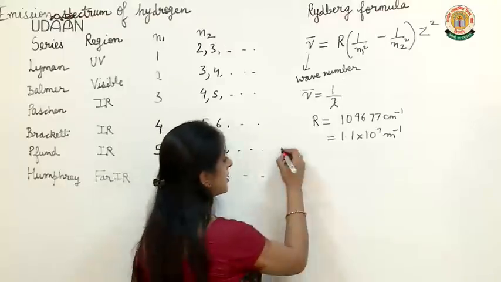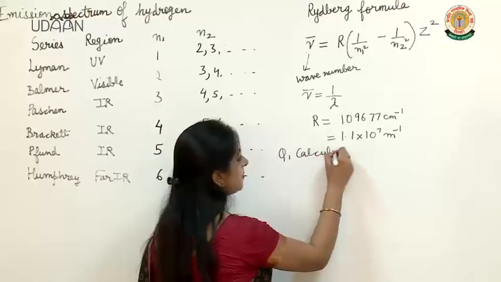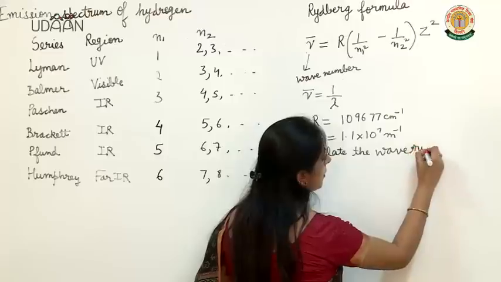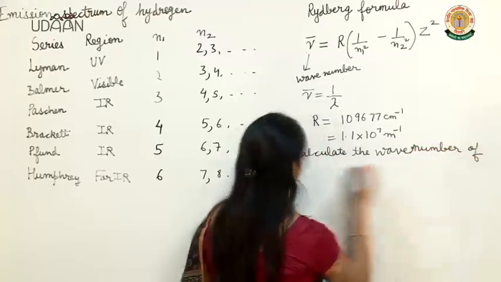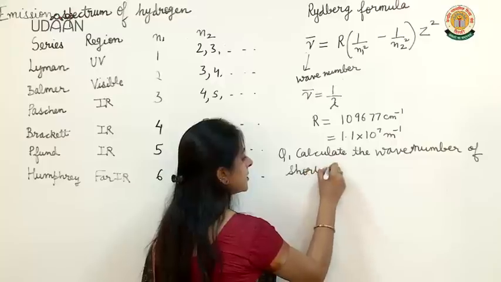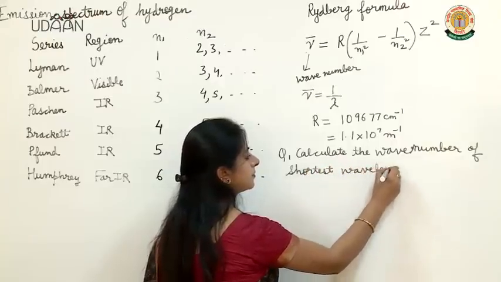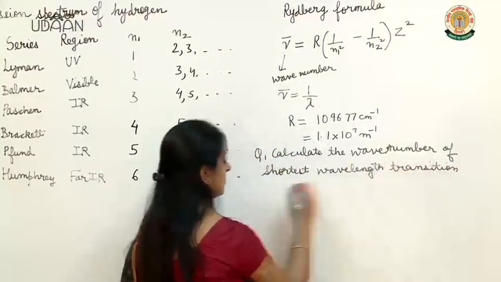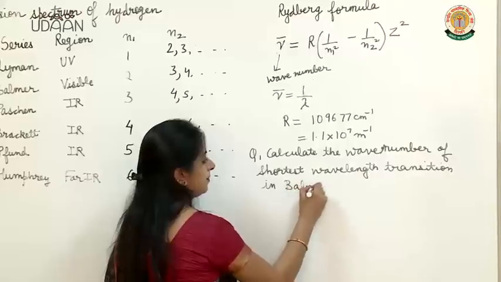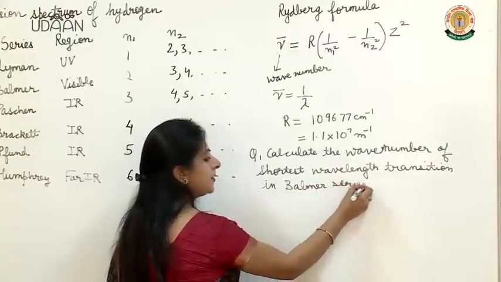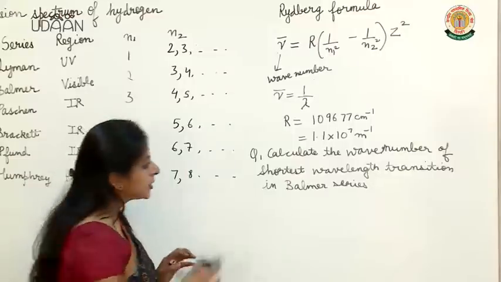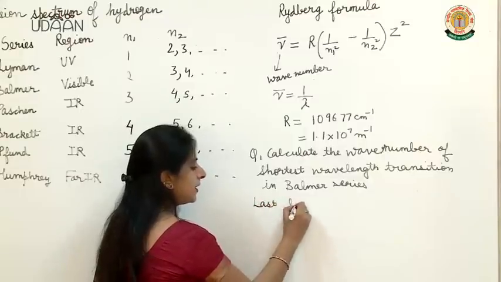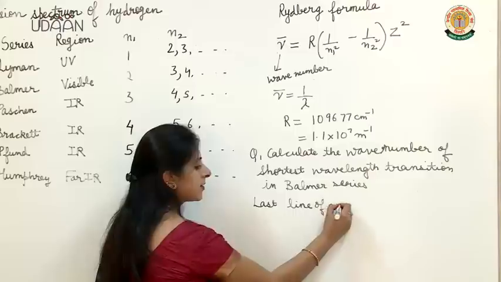Suppose my question is that you have to calculate the wavelength or wave number of the shortest wavelength transition in the Balmer series. Now we will apply the Rydberg formula. Shortest wavelength transition means the last line. It corresponds to the last line of any series.